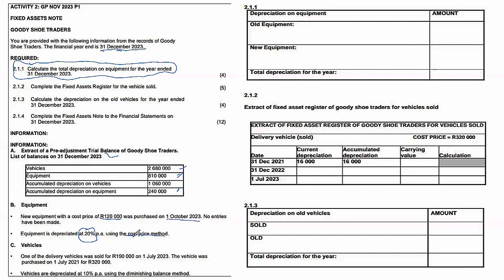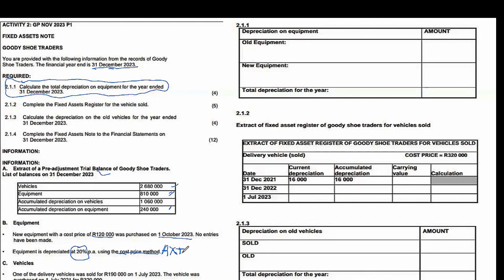Guys, remember the formula for the cost price method: it's A multiplied by T multiplied by R, so it's amount multiplied by rate multiplied by time. The amount of the asset was given as 120,000. So we have the new asset costing 120,000. Remember our formula, it's ART.